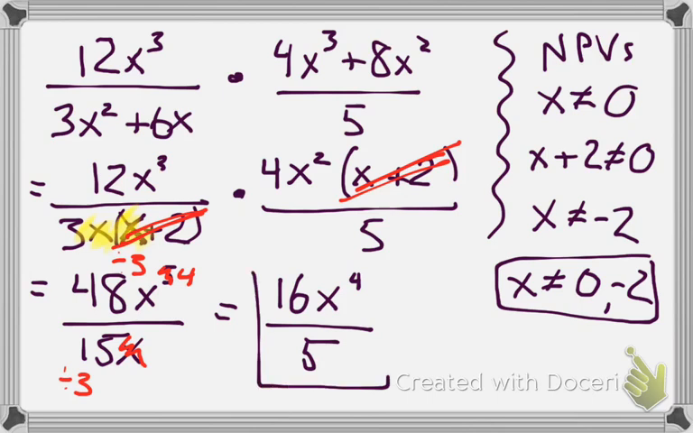So 16x to the power of 4 over 5, with non-permissibles, because we can't forget those, of x cannot equal 0 or negative 2. Okay, so next time we'll be talking about dividing, but this is a nice little recap of the multiplying.